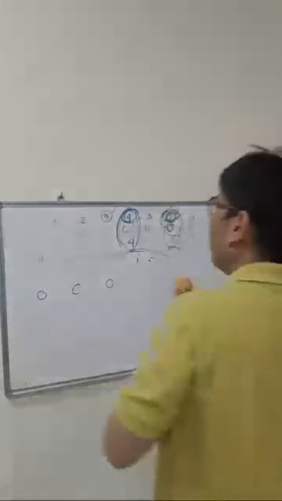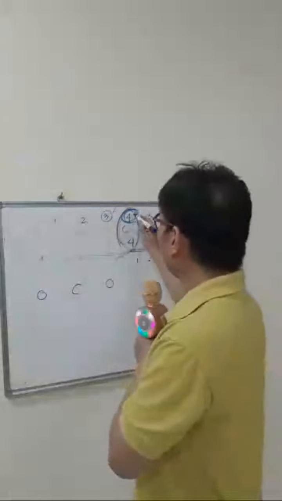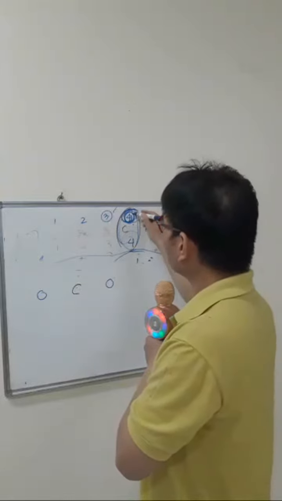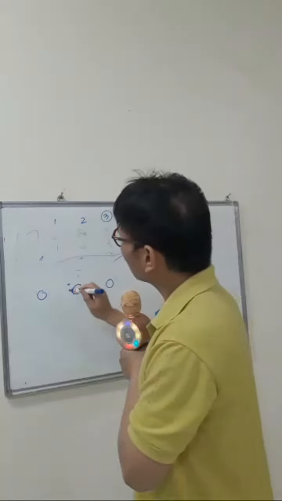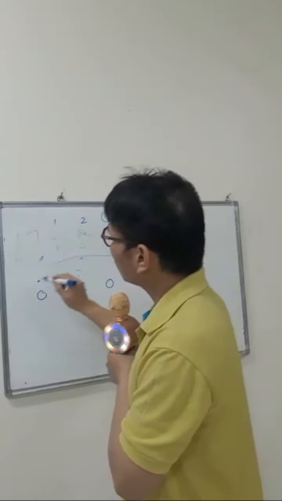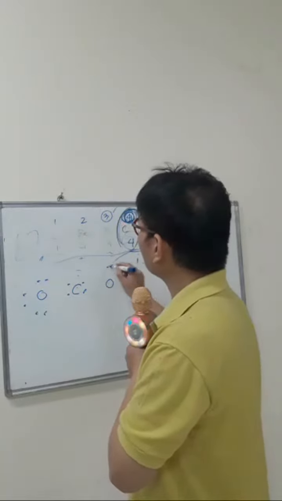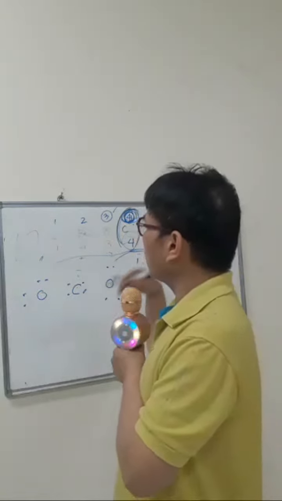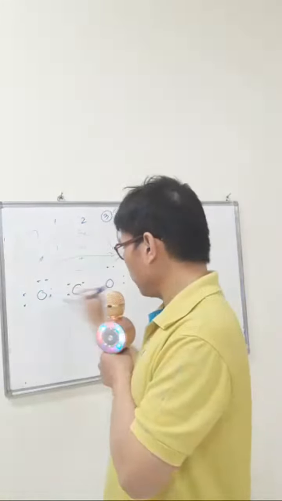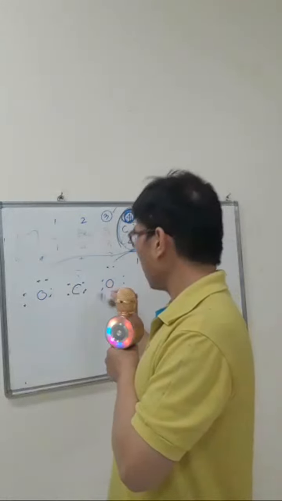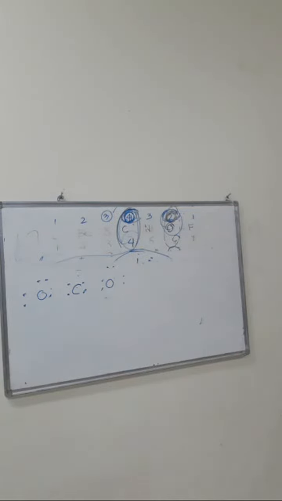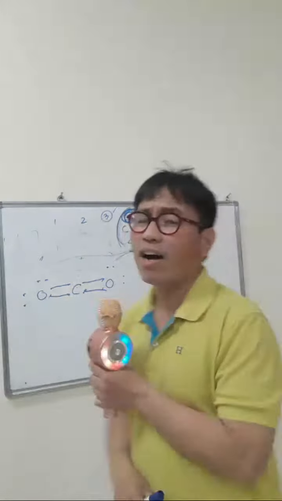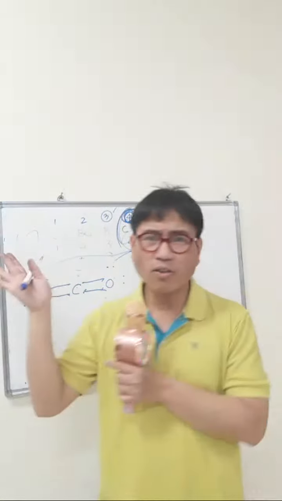Carbon meets the requirement of 4 bonds. Oxygen needs 2 bonds: 1, 2, 3, 4, and oxygen has 1, 2, 3, 4, 5, 6. Then adjust the 2 electrons, orient them back in the center because the electrons of carbon are in the center. Now, the requirement for carbon is 4 bonds: 1, 2, 3, 4. Carbon dioxide follows the octet rule; carbon monoxide does not follow the octet rule.